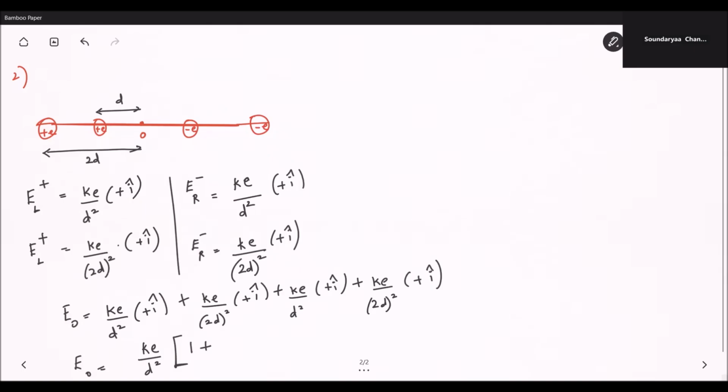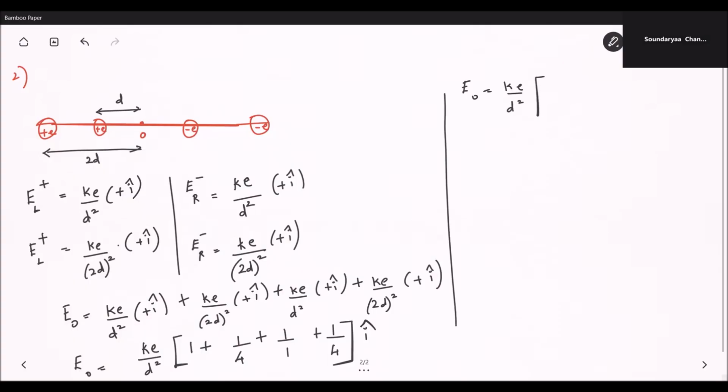The remaining is 1 plus 1 by 2 square, since we have taken 1 by d square outside, so 2 square will be inside. So 1 by 4 plus 1 by 1 plus 1 by 4 into i cap. Now what is your answer? E naught is equal to ke by d square into, so you will get 2 plus 1 by 2. What is the answer for this? It is 5 by 2. E naught is equal to ke by d square into 5 by 2 i cap.